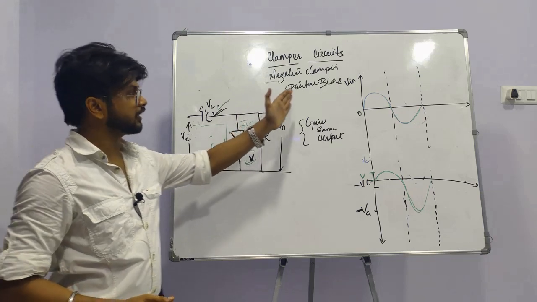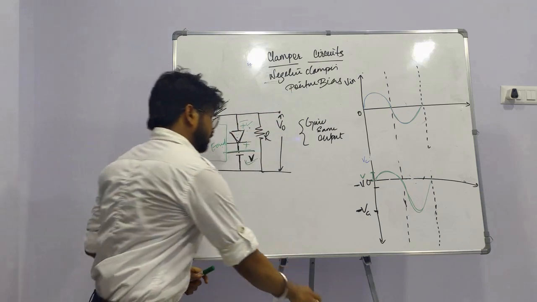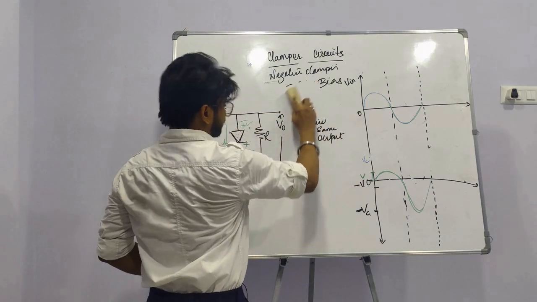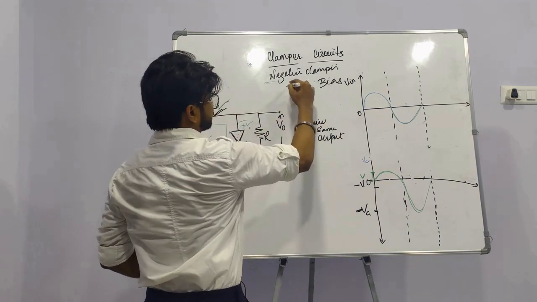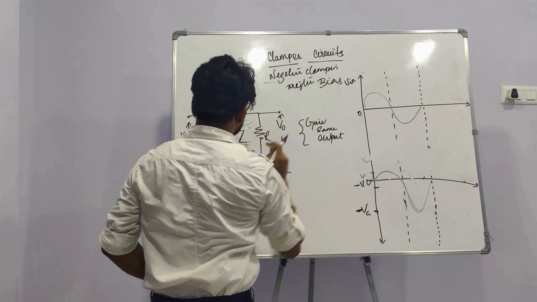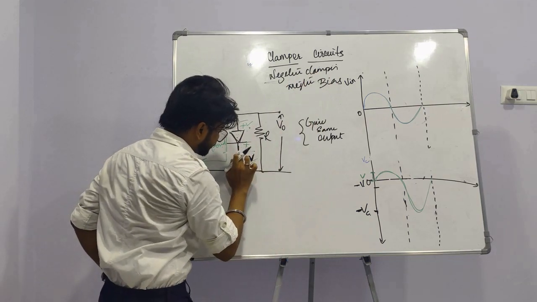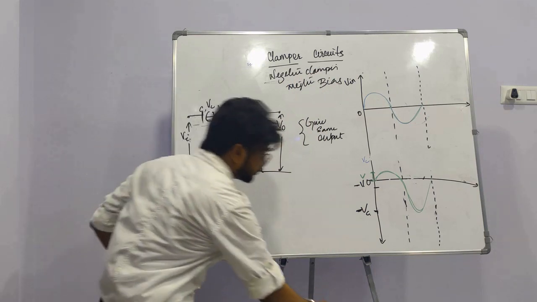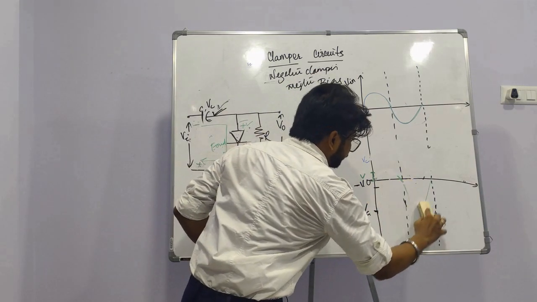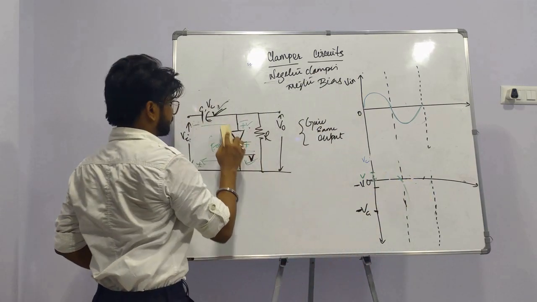Now you saw the negative clamper with positive bias condition. Now we will move on to negative clamper with negative bias condition. Here only this voltage is reversed. Now let us see how this operates with the sinusoidal input.